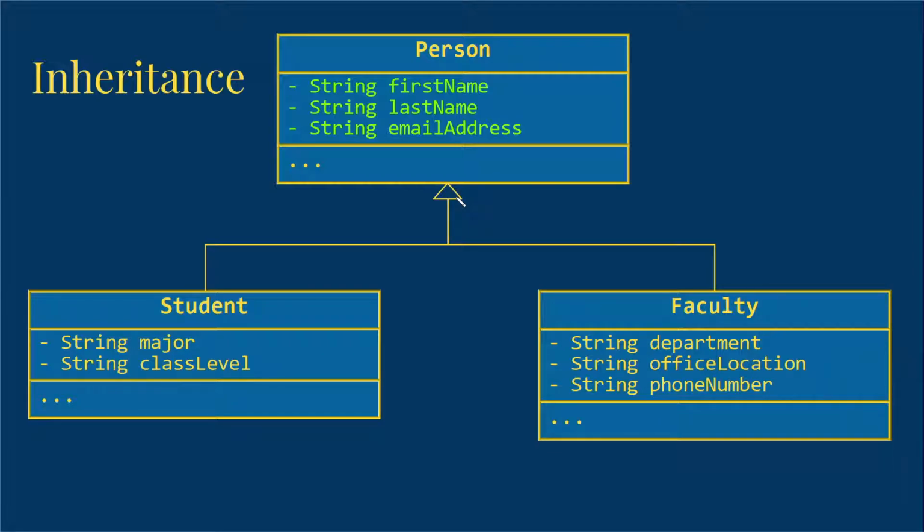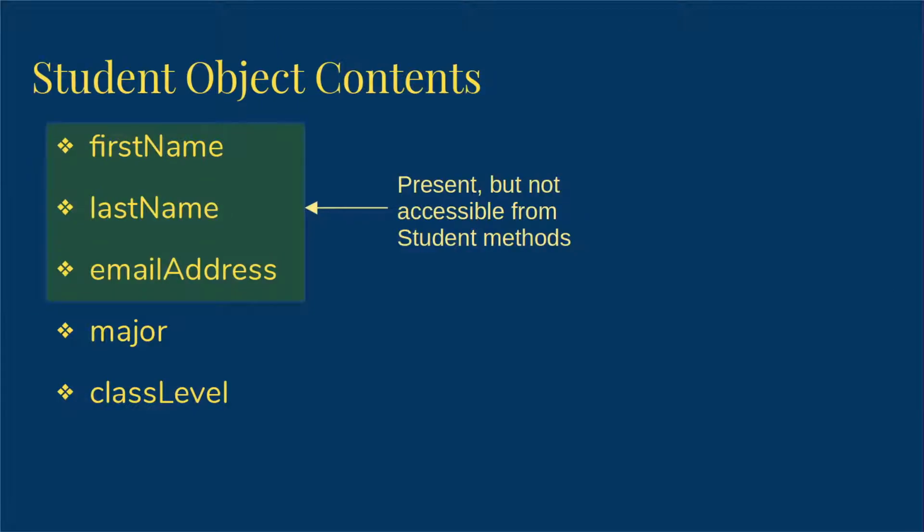What happens when we inherit is that the student class will have all of the data and capabilities of the person class, and the faculty class will as well. So if we were to look at a student object, it would have all of the person attributes as well as the attributes declared in student. However, it's important to understand that anything that's private in person is not directly accessible from student methods. So the first name, last name, and email address here were declared as private. So they're there in the student, but not accessible from student methods. However, the student class also has all of the methods that person provides.